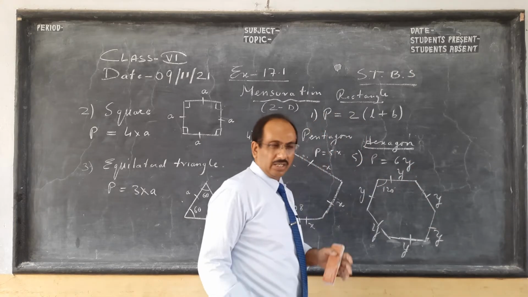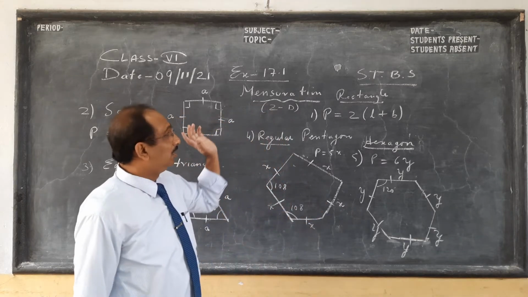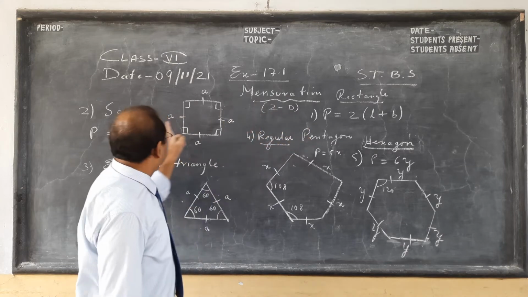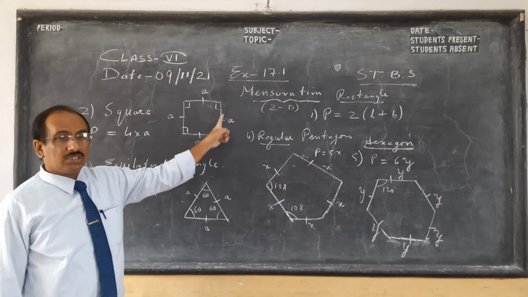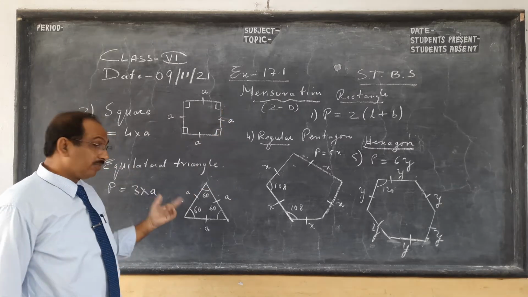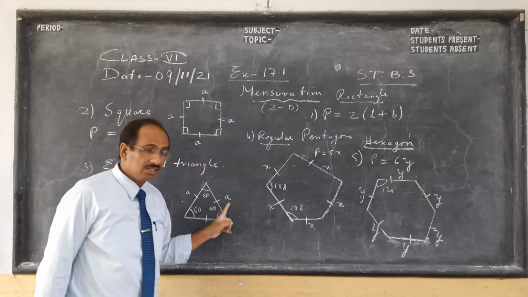Okay, like that you can get for heptagon and octagon and nonagon. So once more, we have seen perimeter of a rectangle, twice length plus breadth, square 4 times the length of the side or the edges, equilateral triangle, all sides equal, so it is thrice the length of one side.